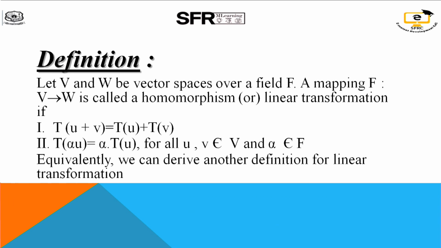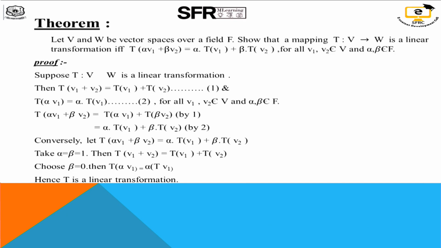We can define the same definition in another way, that is, we can frame it as a theorem and then give a proof. Suppose we have two vector spaces. The mapping T between the vector spaces is a linear transformation if and only if T of alpha V1 plus beta V2 equals alpha T of V1 plus beta T of V2, for all vectors V1, V2 belonging to the vector space V in the domain, and alpha, beta scalars in the field F.